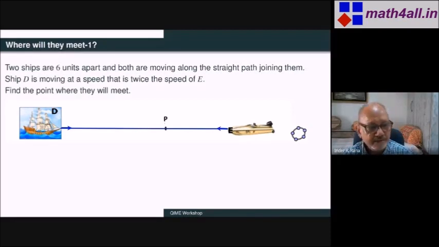Keep in mind, they are 6 units apart and D is moving at twice the speed of E. So we want to know what is the point where they will meet. So write your answer in the chat session, whatever you think. So take 2 minutes to work out and write your answer in the chat session. So that will tell us that you are thinking along with us. So I'm giving you 2 minutes.